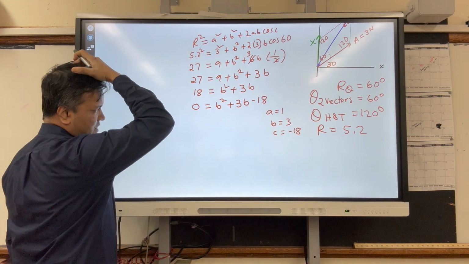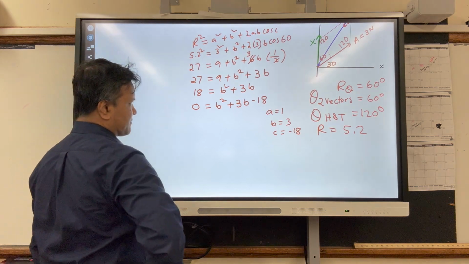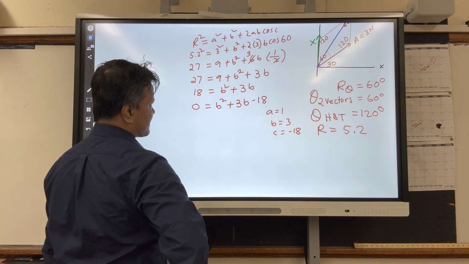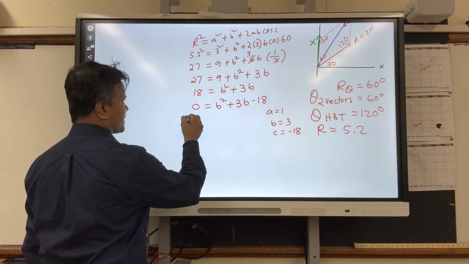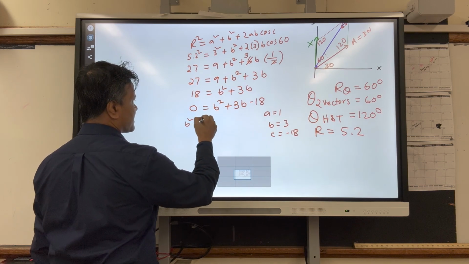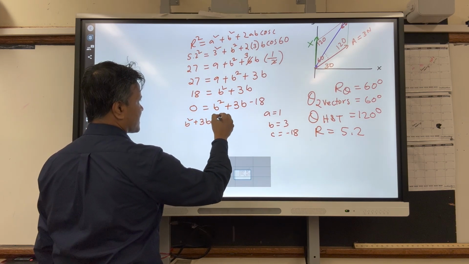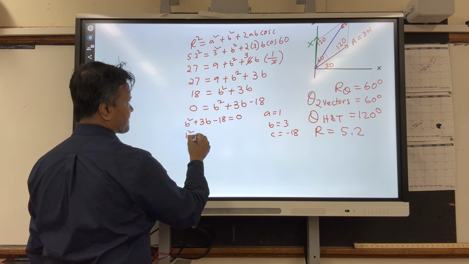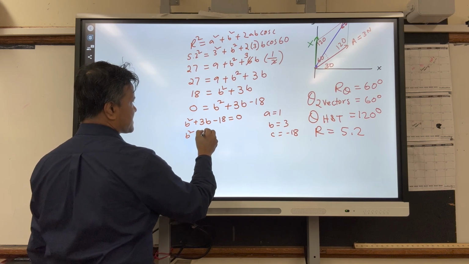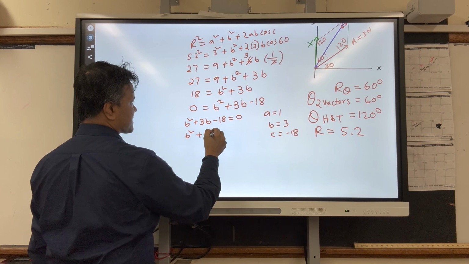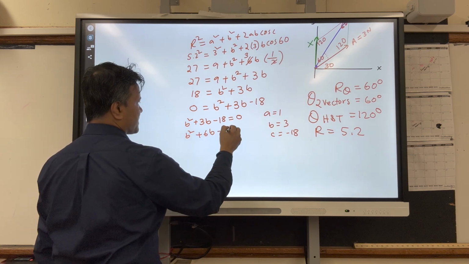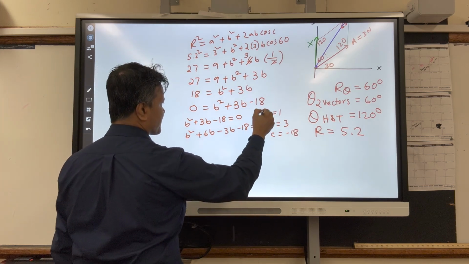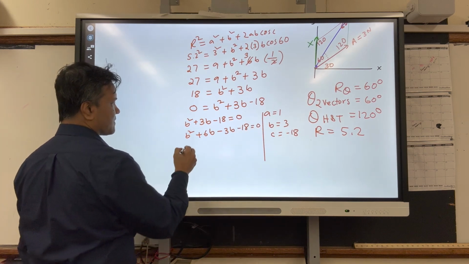Let's see whether I can use the middle term factoring formula. 16, I think so. So b squared plus 3b minus 18 is equal to 0. So b squared plus 6b minus 3b, yeah, minus 18 is equal to 0. I don't have to use the quadratic formula.